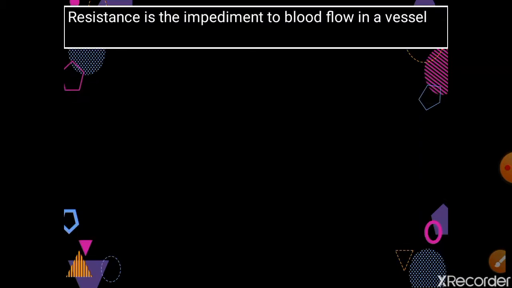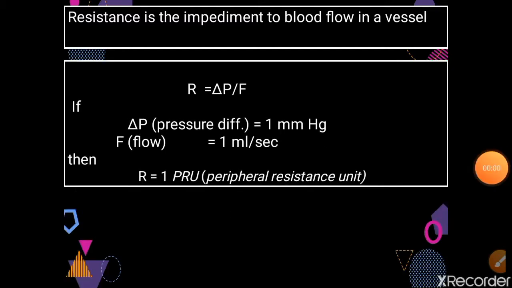Resistance is the impediment to blood flow within a blood vessel. It is actually the friction faced by the blood while moving through a blood vessel. Resistance is calculated using the formula R is equal to delta P over F. Here delta P denotes the pressure difference between two ends of a vessel, while F denotes the blood flow through that vessel.